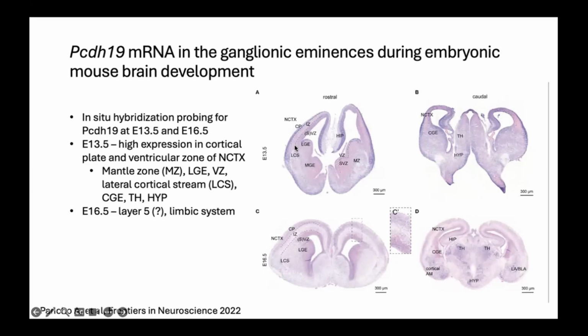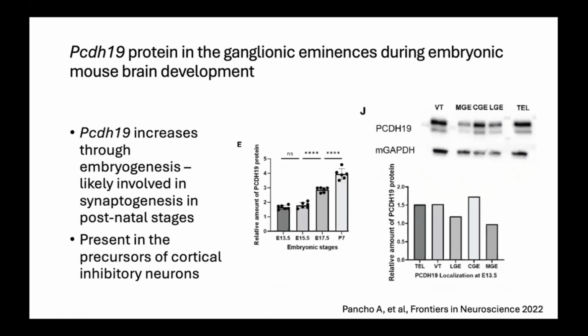They showed the highest expression there at E16.5, a couple days later, which is equivalent to several weeks in the life of a human. The expression changes a little bit, and you can see more in what's called the limbic system as well. PCDH19 expression really changes over mouse brain development, which means that it is probably very involved in the synaptogenesis of when those cells make those connections, mostly in the early prenatal and postnatal stages. And then we know that it's present in the precursors of the cortical inhibitory neurons, the cells that are born in the MGE and the CGE.